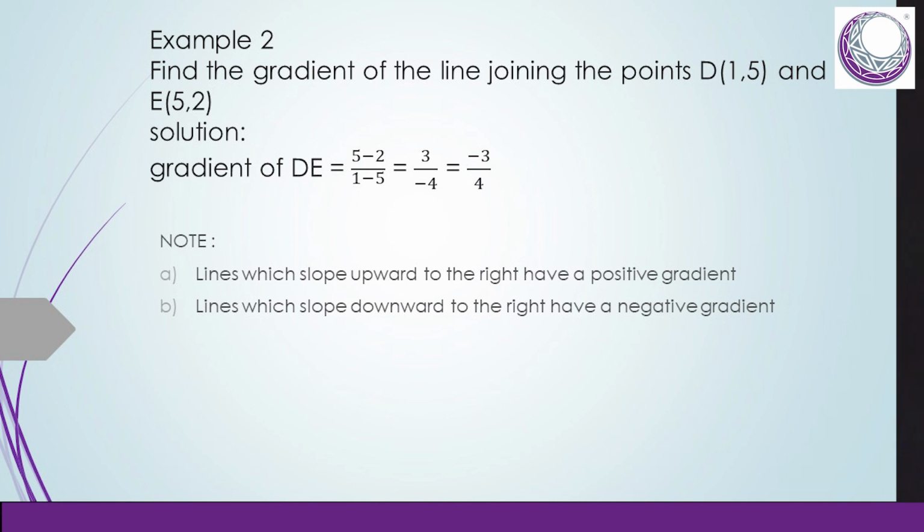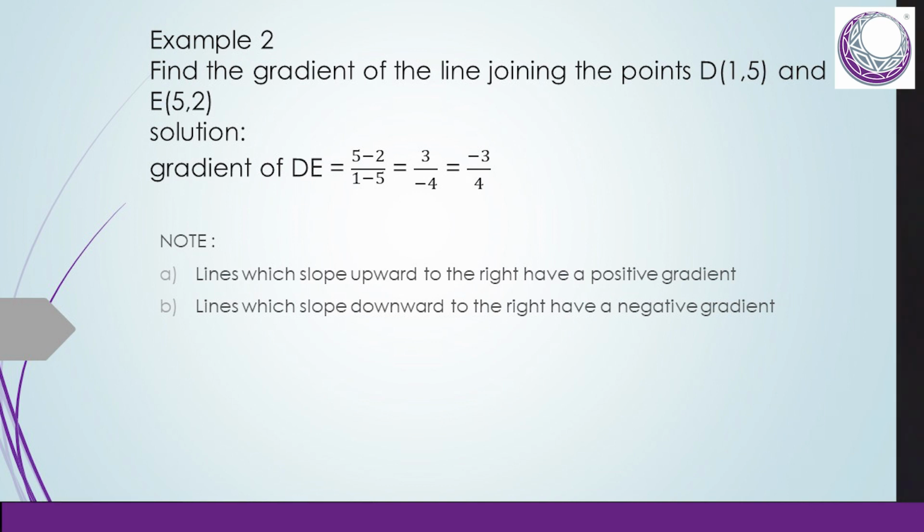Now let's move on to my example 2. I want to find the gradient of the line joining D, which is (1, 5), and E, (5, 2). I'll do the same. Here I'm not going to write the formula, but since I know my y coordinates have to be on the numerator and my x coordinates on the denominator, I would say 5 minus 2. I'm talking about this particular 5 here because that is the y coordinate. Sorry, let me take you back. This particular 5 here, minus this particular 2 here, to be divided by 1 minus 5.